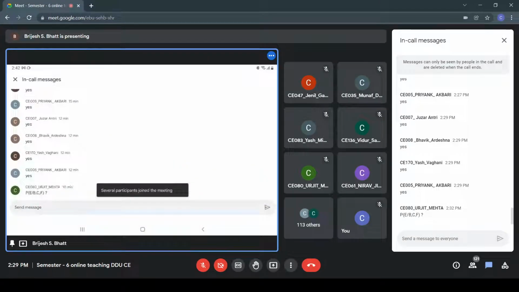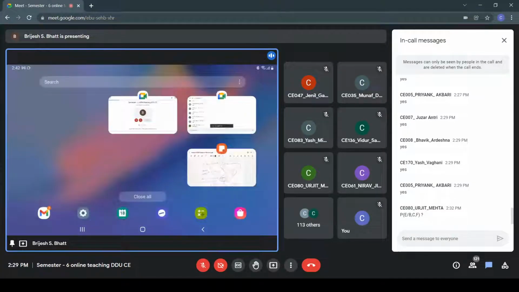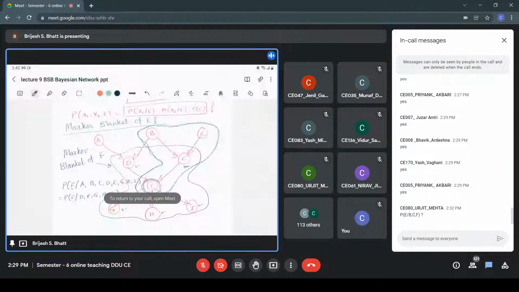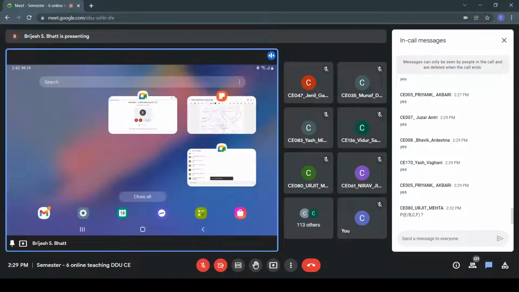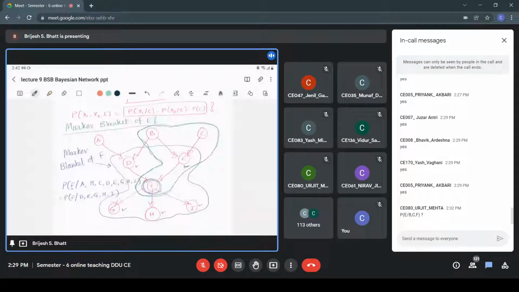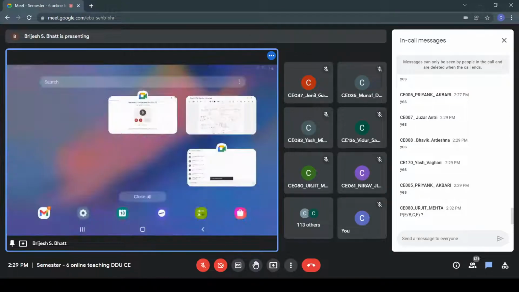I will wait to see if there are any questions. Probability of E given B, C, F? Yes. If you want to calculate the probability of E given everything else, it reduces down to the probability of E given B, C, F, yes.